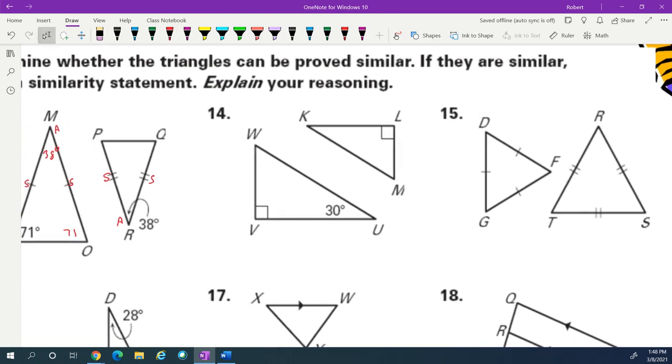In number 14, we have a 30, 60, 90, our first triangle. And our second triangle, the only thing we know is the 90. We don't know any other angles. We don't know anything about any sides. We do not have enough information. We're going to say not similar. We know the first triangle is a 30, 60, 90, but we do not know the second triangle.